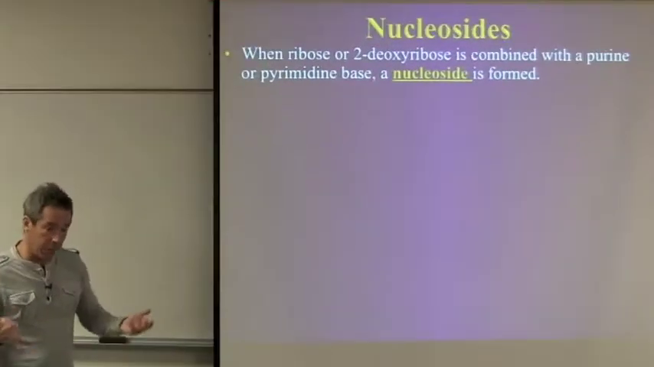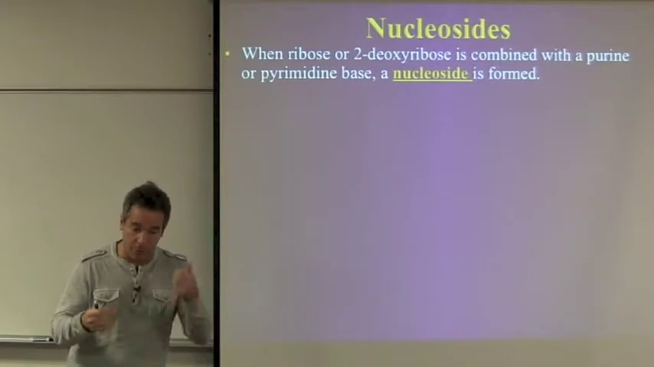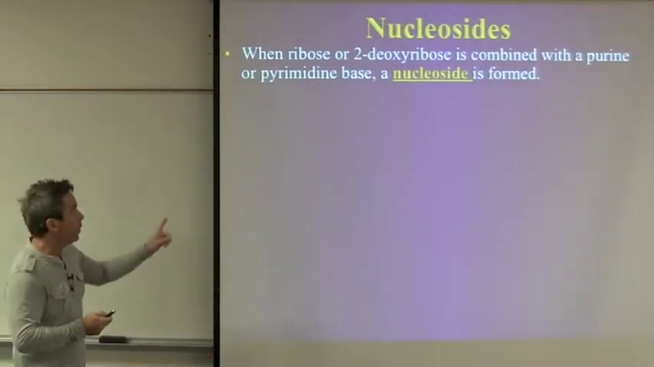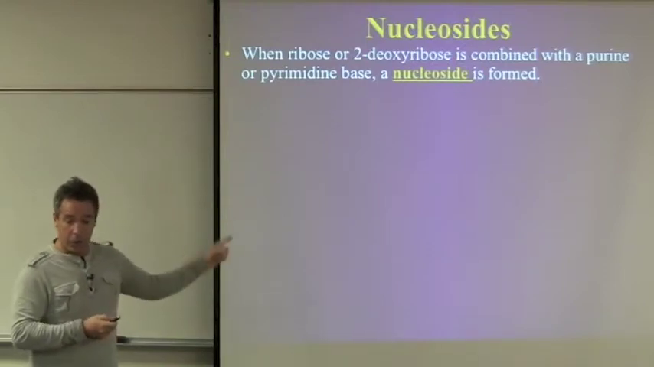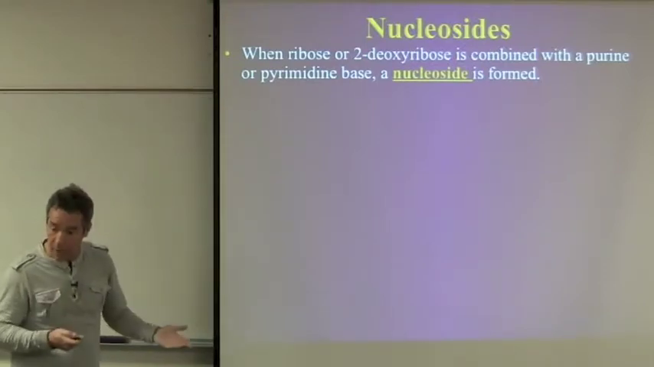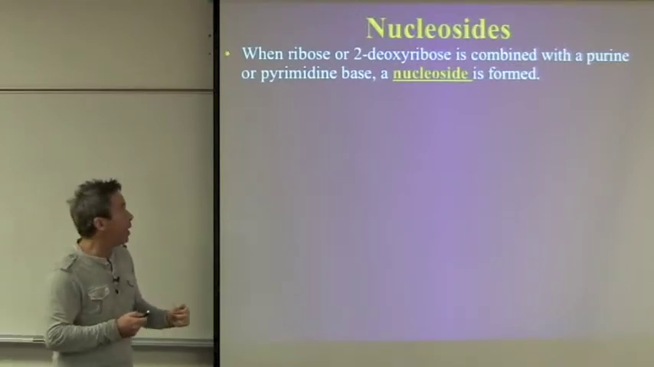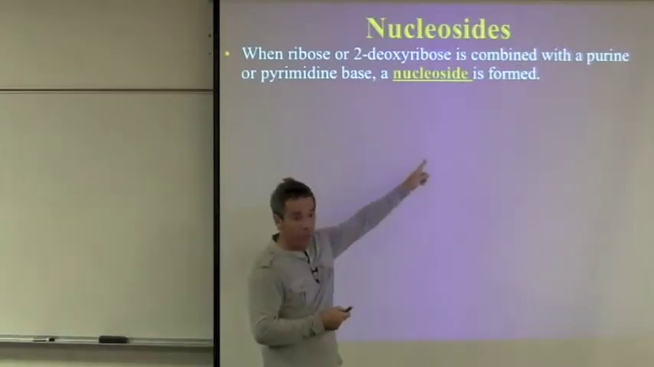If we start building these from their components, from the phosphate, the sugar, and the organic base, we'll see that when you combine the sugar, whether it's the ribose or the deoxyribose, with the organic base, you get what's called a nucleoside.